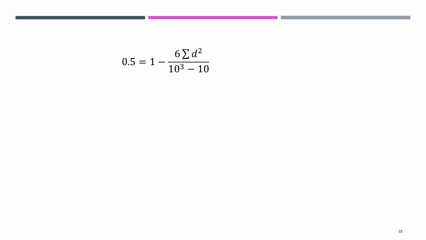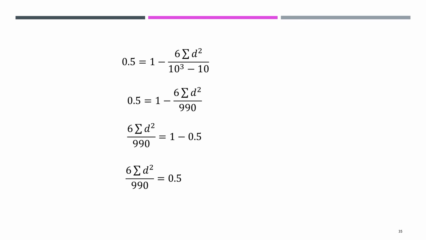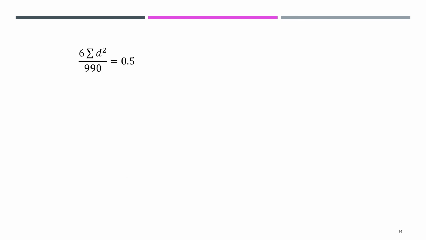Substituting for R and n. 10 cube minus 10 is 990. So take this to the left hand side, 1 minus 0.5 on the right hand side, keep summation D square on the left hand side. So we get summation D square as 495 by 6 according to the given data in the problem. This is the wrong data which they have calculated, but whatever R and n was given, according to that we got summation D square as 495 by 6.